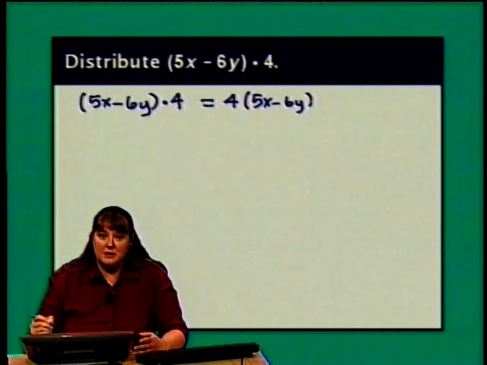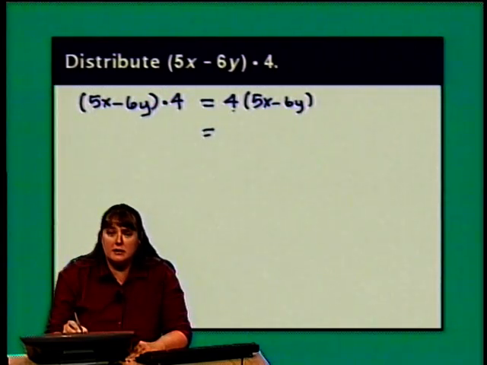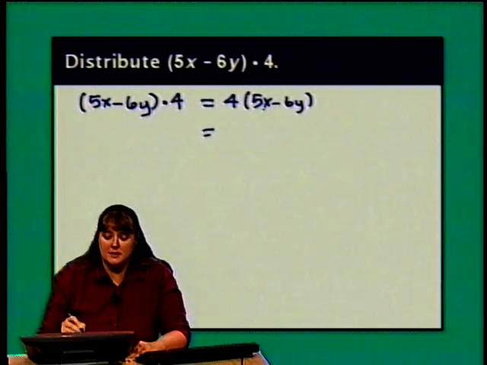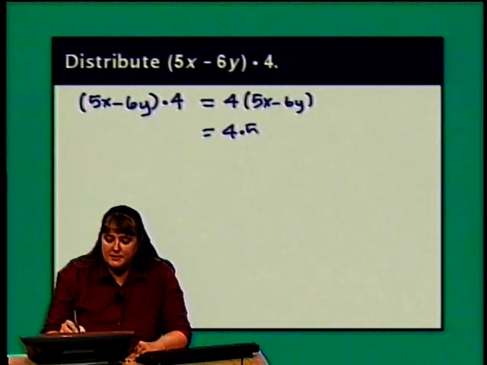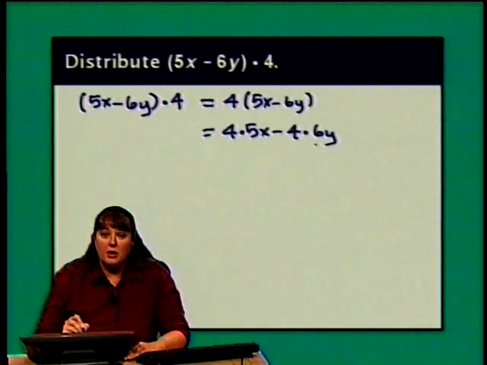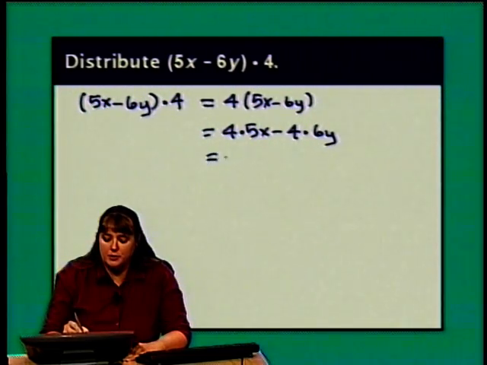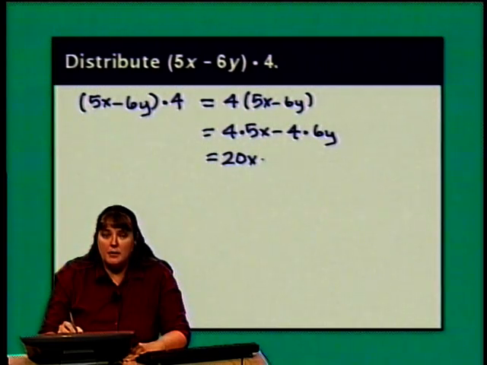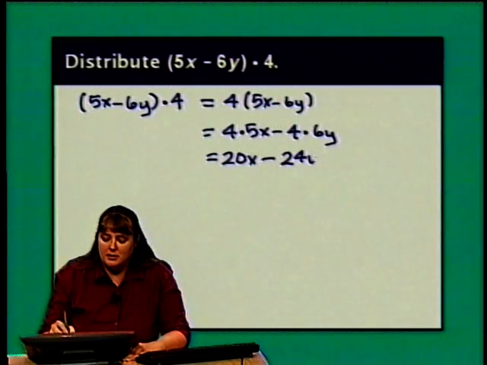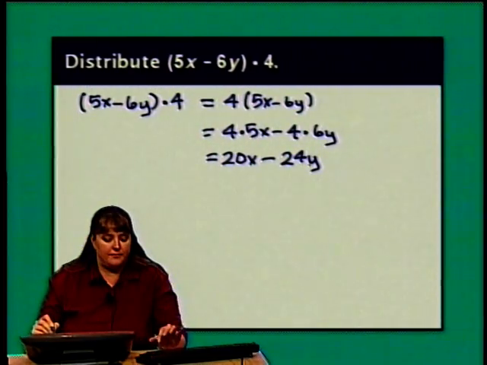It's not a necessary step, not something that you have to write down if you don't want to, but I just wanted to remind you why the distributive property works, no matter what side our factor 4, in this case, sits on. So now I need to distribute the 4 to each of the terms in the parentheses. So I have 4 times 5x minus 4 times 6y. 4 times 5 is 20, so my first term is 20x, minus 4 times 6 is 24, so my second term is minus 24y.